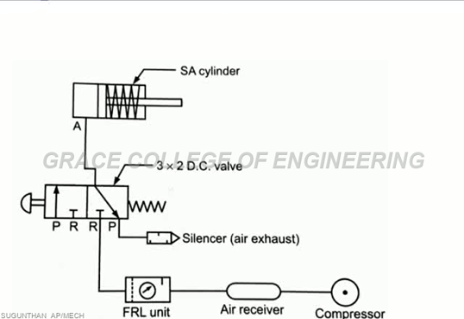Compressor is used to increase the air pressure. So compressed air is stored in the air reservoir. Then pressurized air goes to the FRL unit. FRL means filter, regulator and lubricator. Filter is used to filter the unwanted dust particles, etc. Regulator is used to indicate the air pressure.